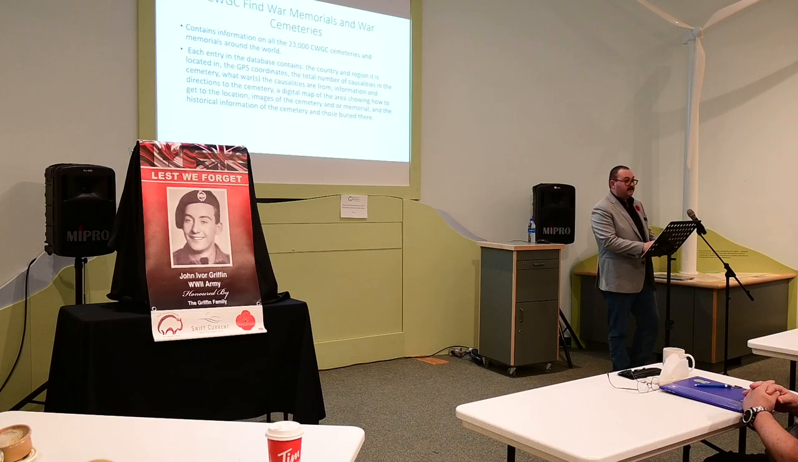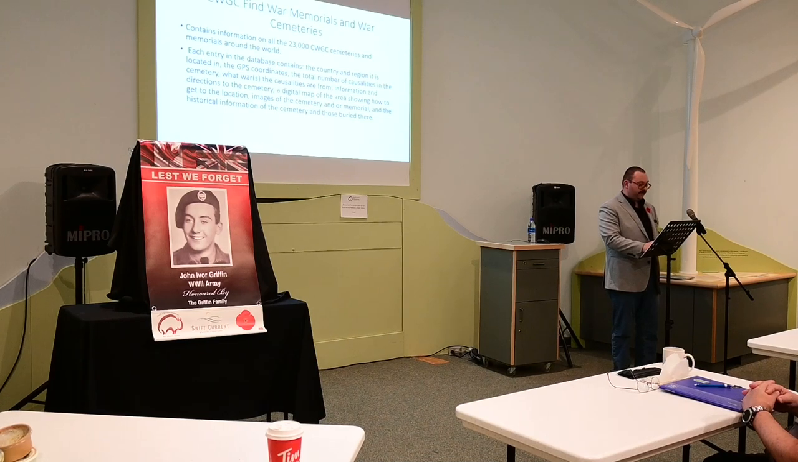The Find War Memorials and War Cemeteries. This is good for background information about the cemetery that the individual is buried in. So it contains information on all the 23,000 Commonwealth War Graves Commission cemeteries and memorials around the world. Each entry includes the country and region it's located in, the GPS coordinates, total number of casualties buried in that cemetery, what wars and conflicts they are from, information and directions of how to get there, a digital map of the area, images of the cemetery and or memorial, as well as historical information of the cemetery and those buried there.